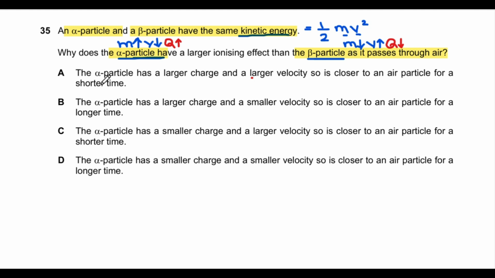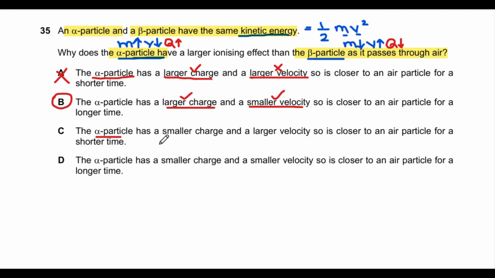Now, which of the options is correct? Alpha particles have large charge. Yes, they have. But large velocity? No, they have small velocity because they have heavy mass. Talking about B, alpha particles have large charge and smaller velocity. Yes, both are correct. So B can be the correct option.